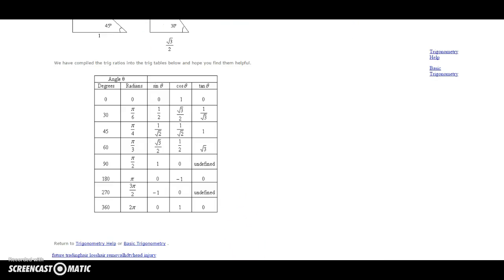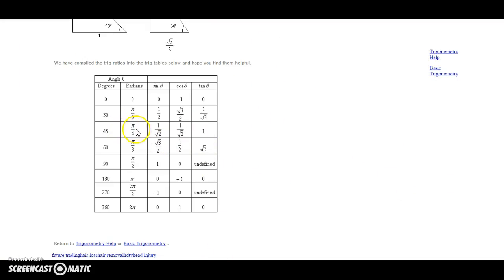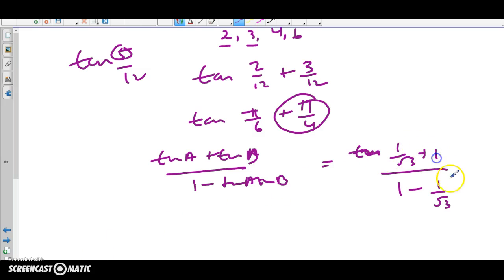Now to my trig table. Tan of pi over 6 is 1 over root 3. So back here, I have 1 over root 3, and then here I had 1 minus 1 over root 3. Then I've got to figure out what tan of pi divided by 4 is. Hopefully this is making sense to you. Tan of pi divided by 4 is 1. So that takes me back here: that's plus 1, and this is times 1, and that turns into this, which is fine.